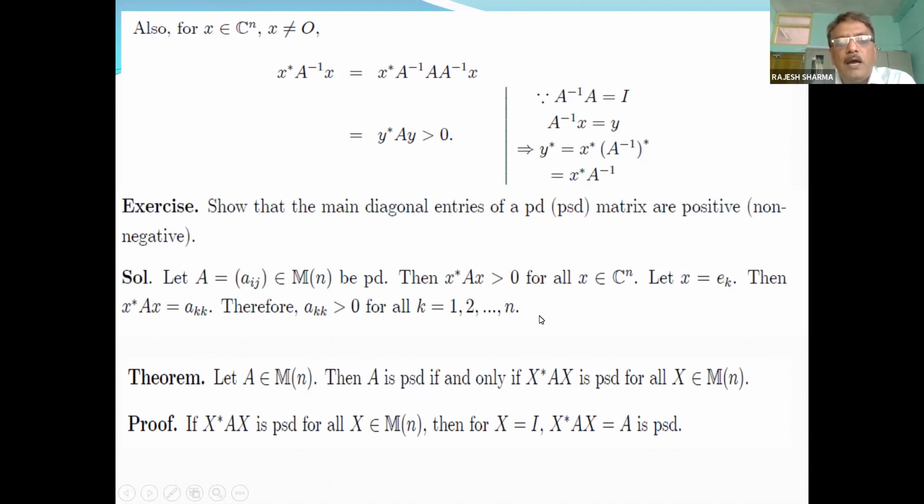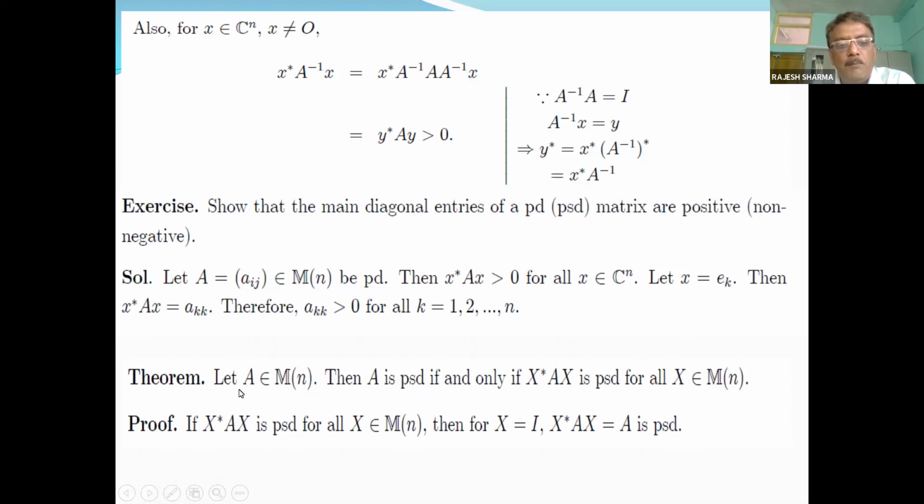Also, we can use the argument of numerical range. If A is positive definite, its numerical range is in the right half plane, on the real axis. And we have also shown that the diagonal entries are also in the right half plane. So the diagonal entries are also positive if A is positive definite.